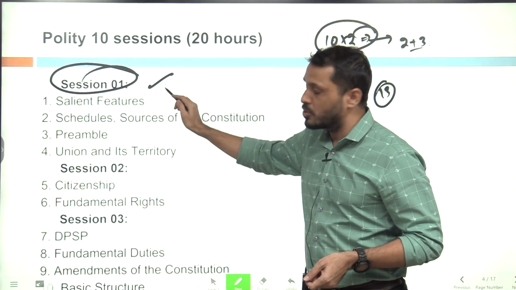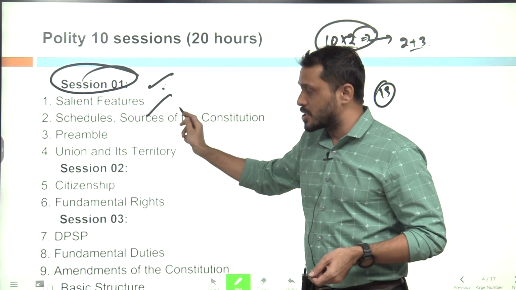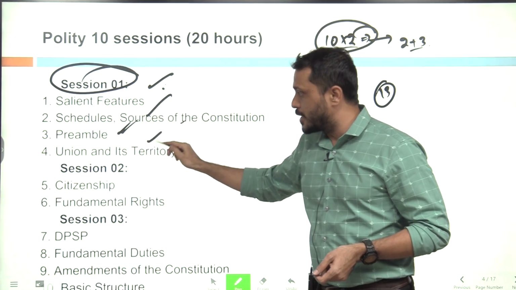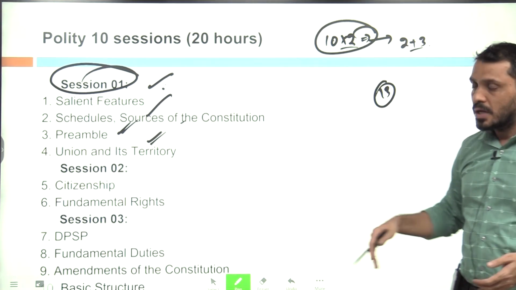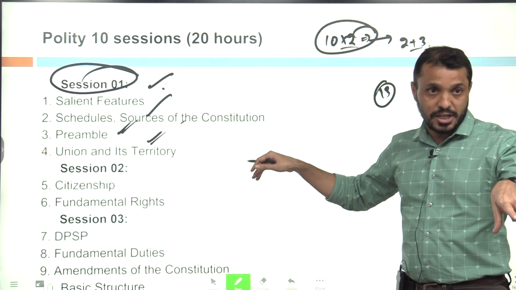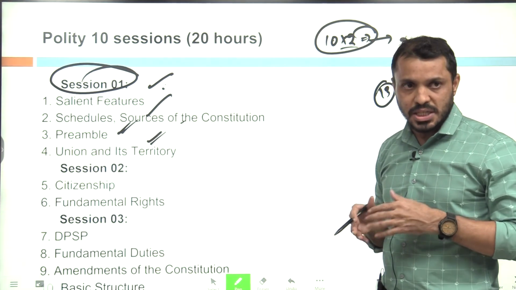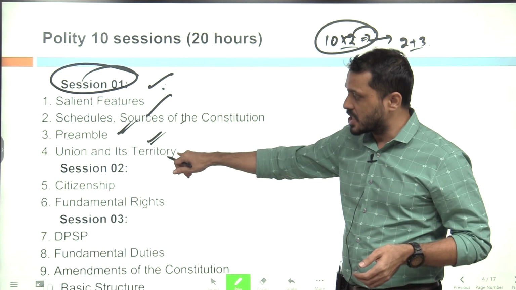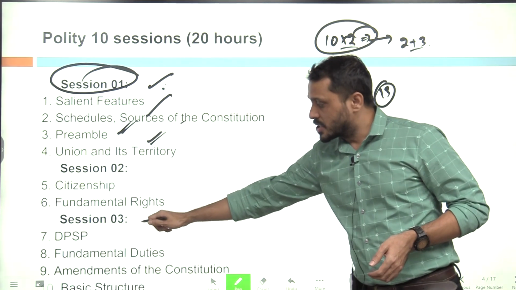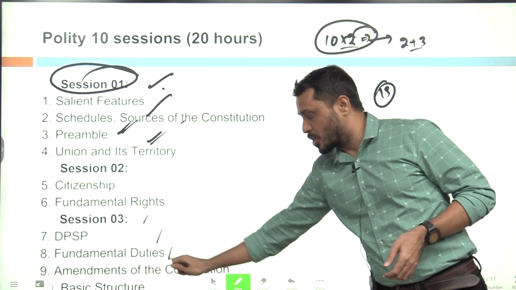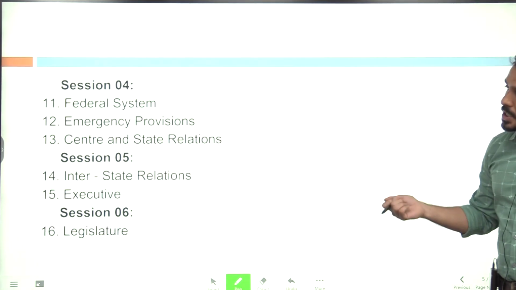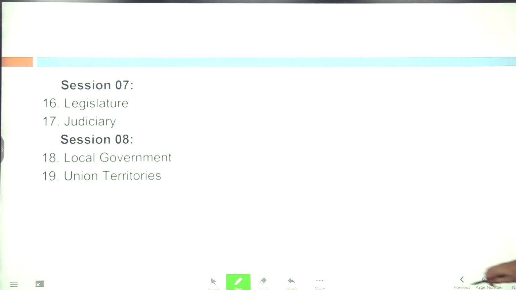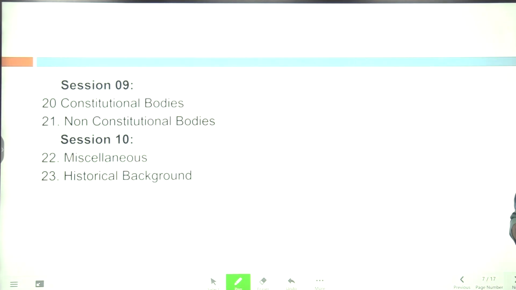In session number 1, we are going to discuss salient features, schedules and sources of the Indian Constitution, preamble, and union and territory. These are the topics we are going to discuss. After this, schedule 2. I hope they gave that leaflet to you. In the brochure, you will get all the specific information about session 2, session 3. Session 3 covers DPSP, fundamental duties, amendment of the constitution, basic structure, and of course the rest of the sessions, session 4, 5, 6, 7, 8, 9 and 10. These are the topics we are going to discuss in detail.